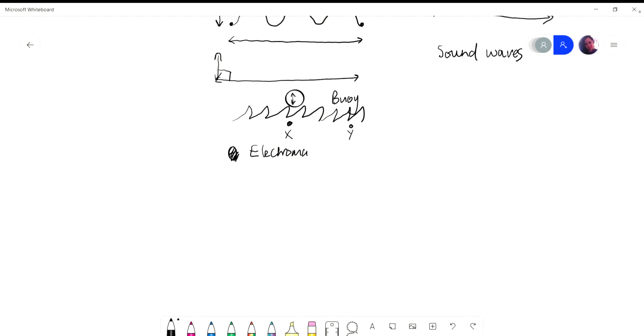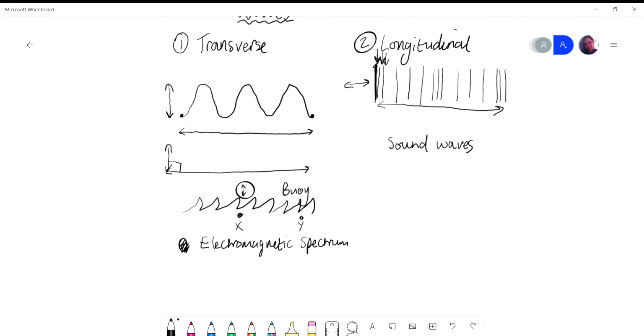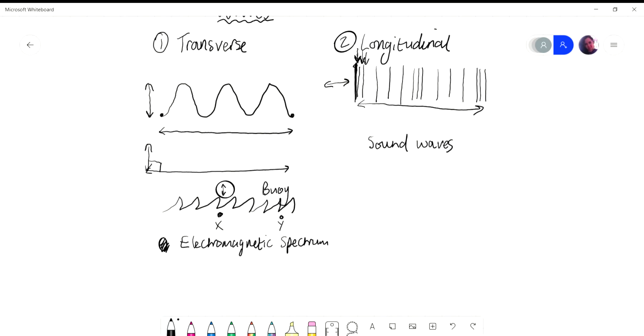Electromagnetic spectrum. So anything in the electromagnetic spectrum will be a transverse wave. So that could be radio waves, gamma rays, any of that.